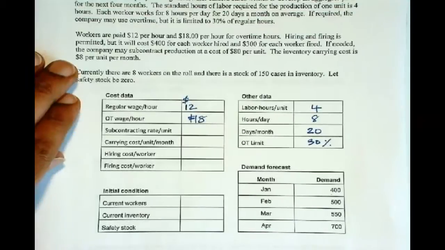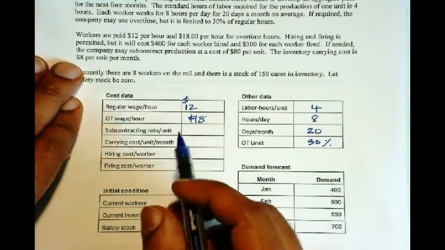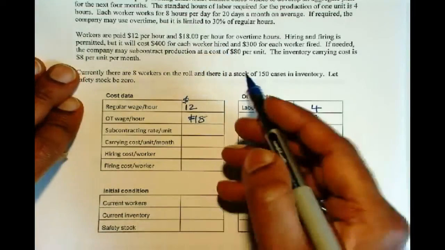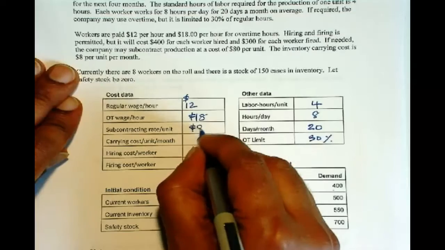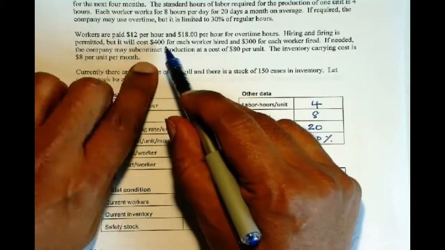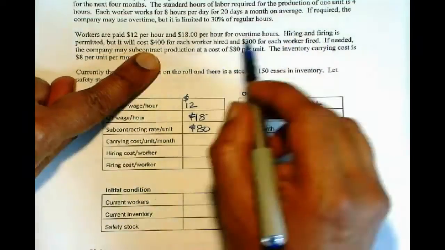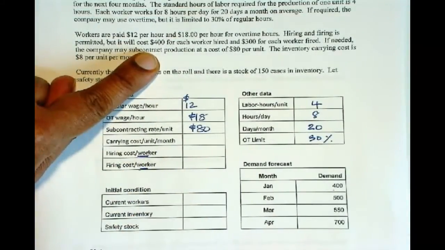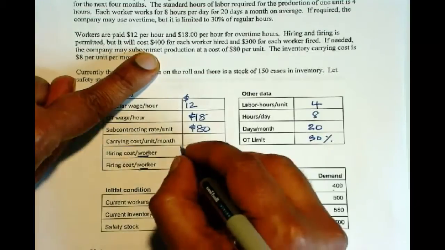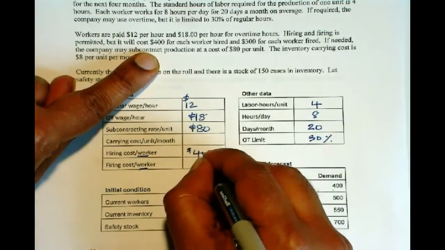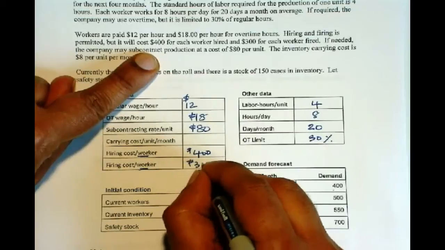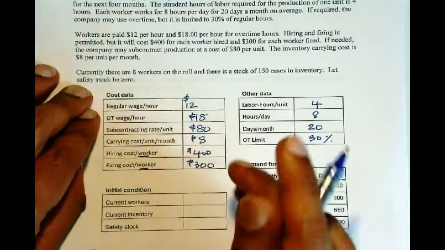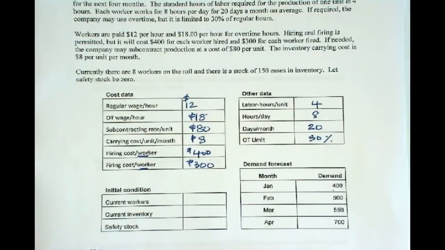Subcontracting cost is, well, subcontracting cost is given right here. It's $80. Now these are hiring costs and firing costs are per worker. So note that it is per worker and not per unit increase or decrease. So this is $400 and $300. And inventory carrying cost is $8 per unit per month.